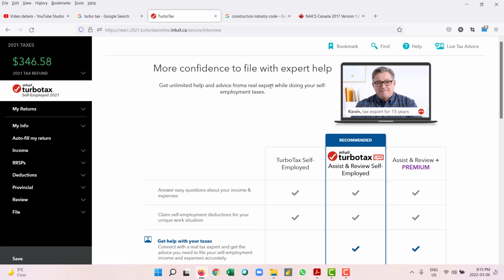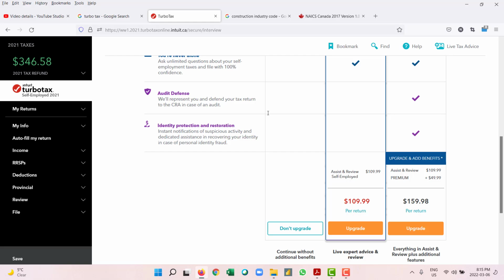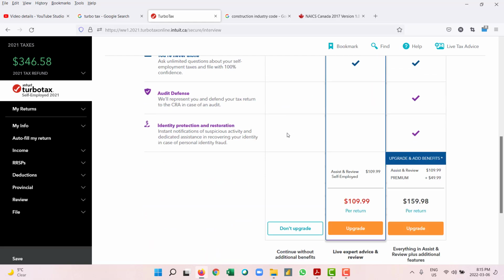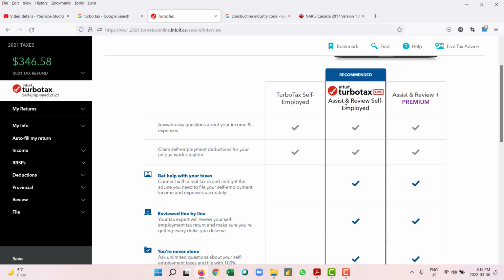More confident to file with an expert? No, don't upgrade. Self-employed, I'll click don't upgrade. It is assisted self-employed, it's premium. I showed you everything, and I already have a refund amount of $346.58. And this year I filed my income tax by paper because I came to Canada in March 2021.